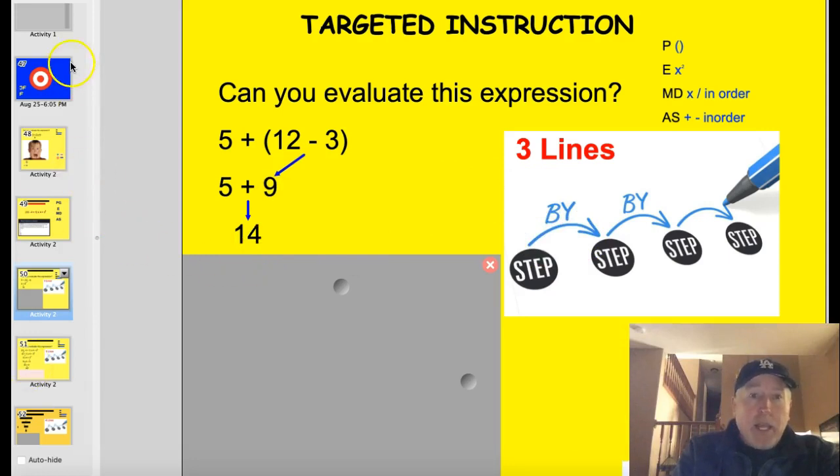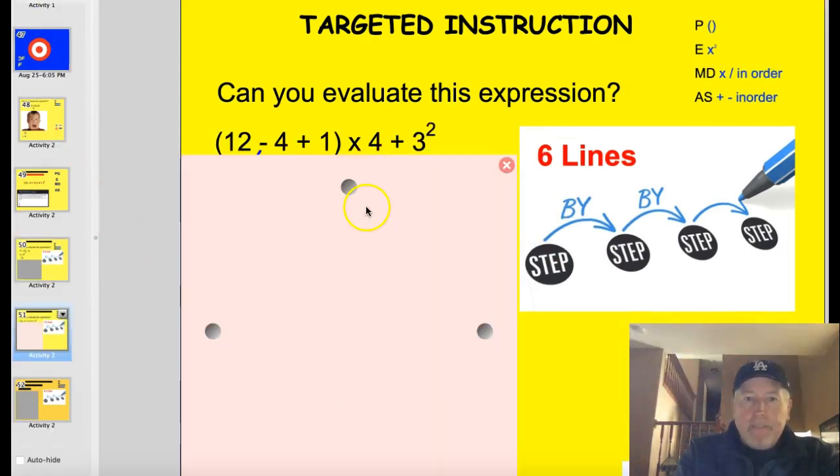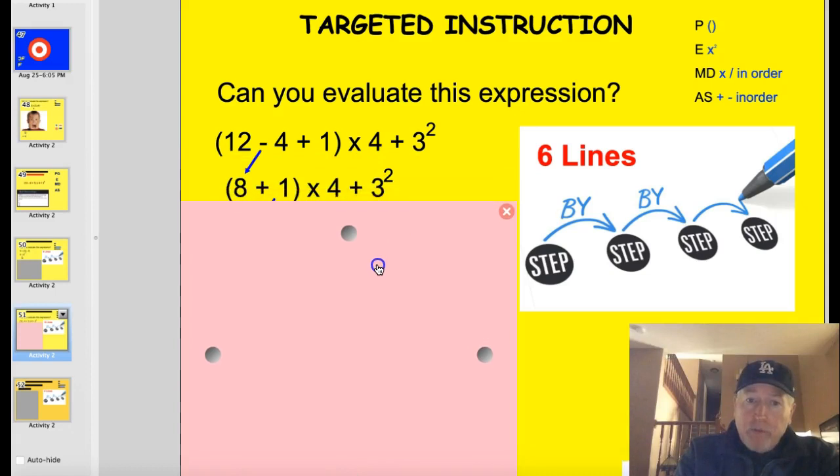Okay, hang on here. Let's just get to this next one. Here's your next problem. A little more complicated, right? This is the one that was on our vocabulary slide. All right, so we've got parentheses, so we know we have to go inside the parentheses. And inside the parentheses, we have subtraction and addition. Now, I know it says addition first, but remember that I wrote these on the same line because whichever one comes first, that's the one you do. You do them in order. It's like a buffet line. First come, first serve. All right, so 12 minus 4 is 8.